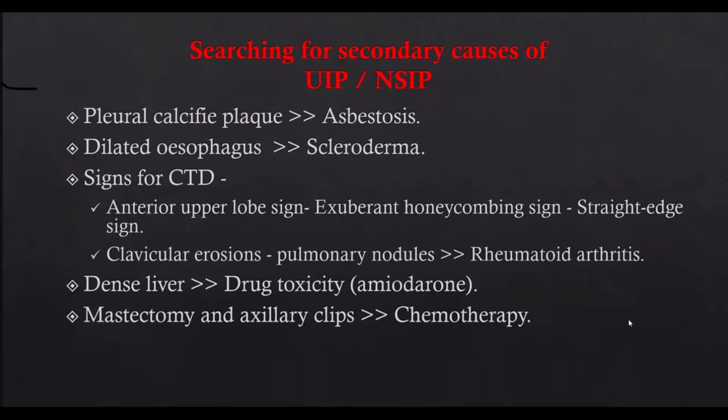So, in any case of interstitial lung fibrosis, you should search at the beginning: is it UIP pattern? Is it NSIP pattern? Is it fibrotic hypersensitivity pneumonitis? Which pattern? If you decide that it is UIP or NSIP, please start to search for the secondary cause. Is it asbestos? Is it scleroderma? Is it connective tissue disease? Is it dense liver? All of these issues, put them together and write in the conclusion.